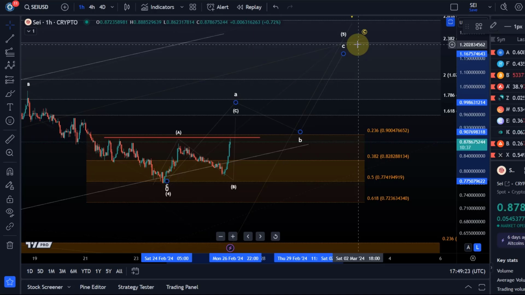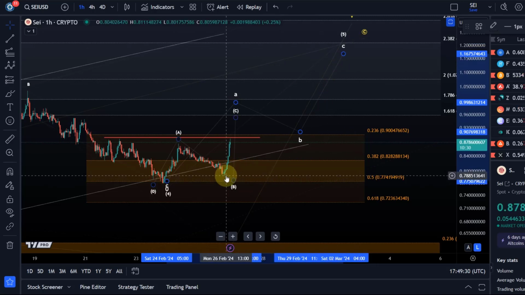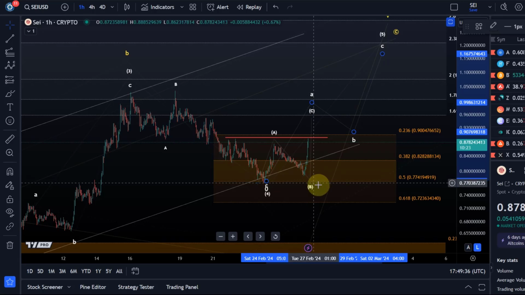But it's also always worth knowing when things are starting to break down or possibly are going to take another route, and that would be a break below the B wave low. Now that level is at 78.7 cents. So that's the key level. If we get below that level, we would have to redo the scenario, revise the scenario.